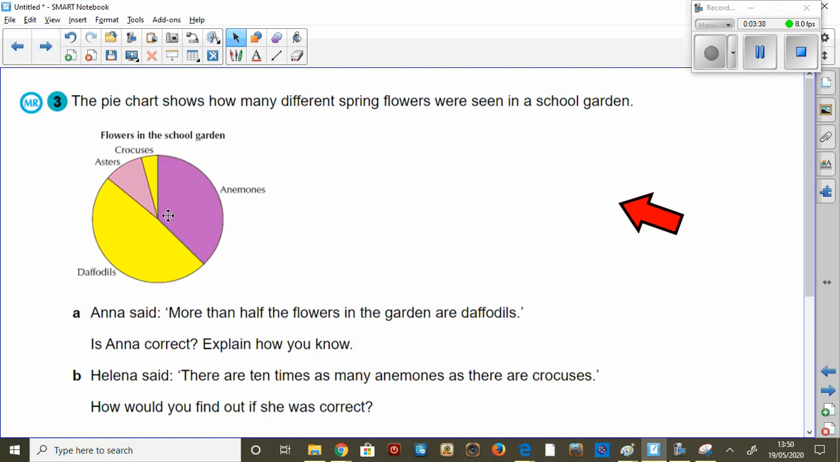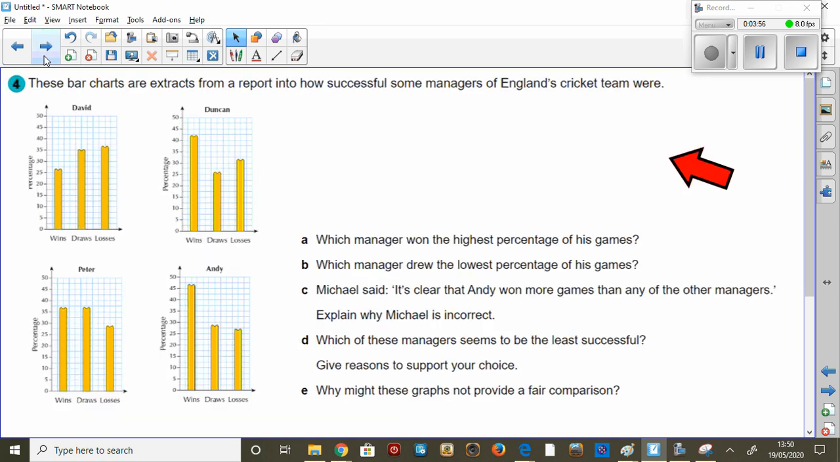Question 3 is a pie chart. Make sure you again understand what the information is about the different flowers. Daffodils, asters are just a type of flower, crocuses are a type of flower, and anemones are a type of flower. So you can explain each of these statements that Anna and Helen are making.